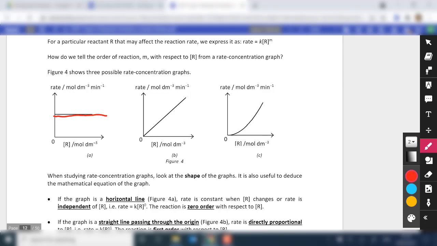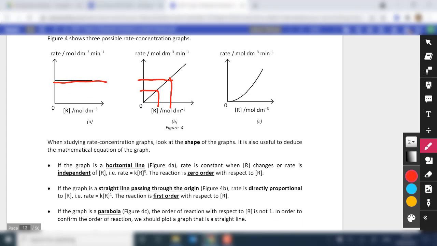Then if we are looking at first order kinetics, that means that when the concentration of R increases by 2 times, I expect the rate to increase by 2 times. So I should get a straight line that passes through the origin. I think this shouldn't come as a huge surprise. Then for other orders that are not 1 and 0, I should get a curve. The curve can be a parabola or similar.